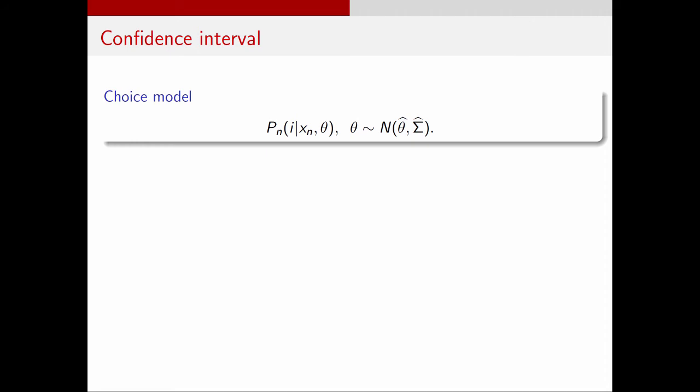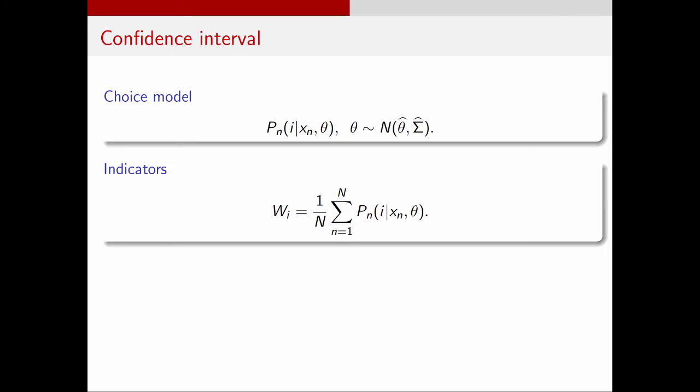And now we need to use the model for something. So we want to calculate indicators. So let's take the classical example of the market shares. If you want to calculate the market share of alternative i, we calculate the average value of the choice probability over the population. Of course, in practice, we use sample enumeration, but let's look at this value for now.